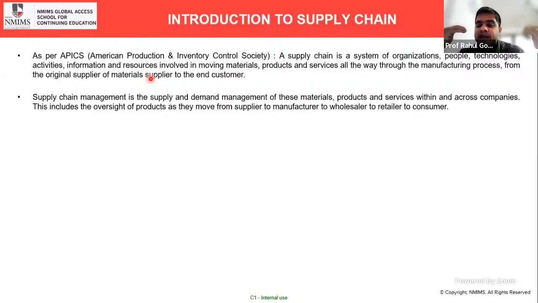And when you talk about management of this complex chain, what is meant by management? You have to manage and orchestrate the movement of all of this. It is simpler said than done. So the field or subject of managing this complex chain is called supply chain management. Supply chain management is the supply and demand management of material, products, and services within and across companies. This includes oversight of products as they move from supplier to manufacturer to wholesaler to retailer to consumer. These are the formal definitions coming from APEX, which is the not-for-profit body of knowledge in the field of supply chain operations and logistics management.